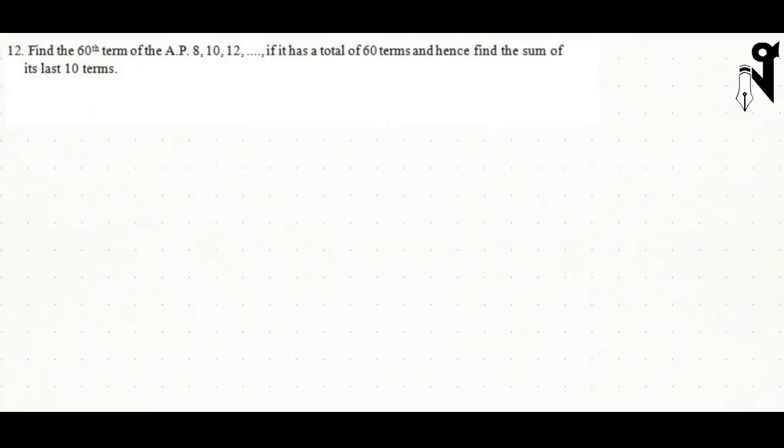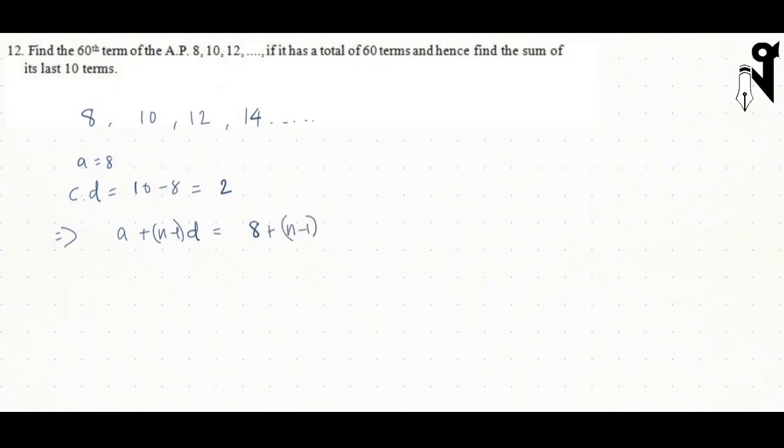Let me write down this AP and write down what its common difference and first term are. So the first term is clearly A. Start with 8, 10, 12. The next term is going to be 14 and so on. So A is equal to 8. Common difference is 10 minus 8, which is 2. So the nth term or the general term is going to be A plus n minus 1 times d, that is 8 plus n minus 1 times 2, and this is nothing but the nth term.